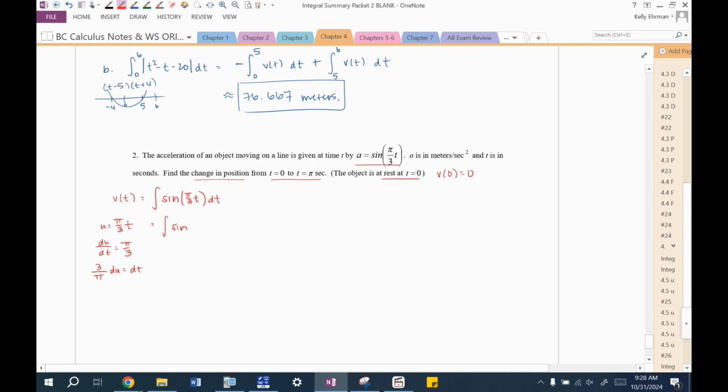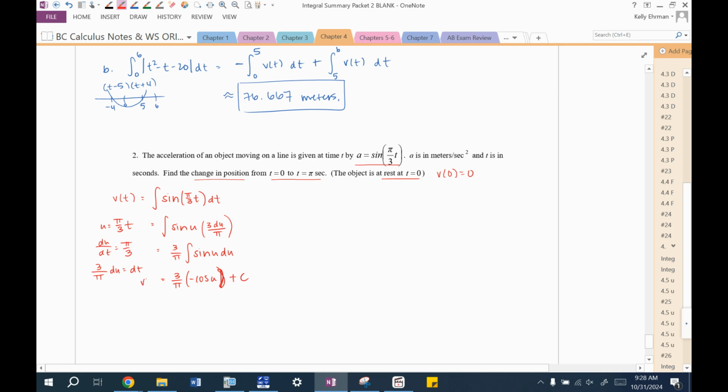If you can skip the little solving step and just say, oh, I need a pi over 3 here, so I'll balance it with a 3 over pi, I'm good with that. If that does not mean anything to you, then don't worry about it. Just go through the little algebra work here. So I have a constant of 3 over pi times the integral of sine u du. Now I can integrate: 3 over pi times the integral of sine is negative cosine u, plus c.